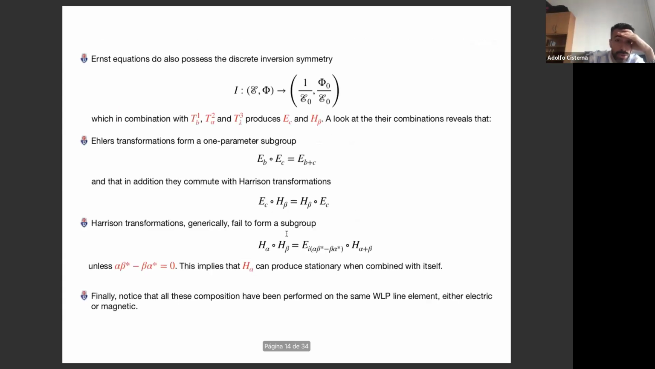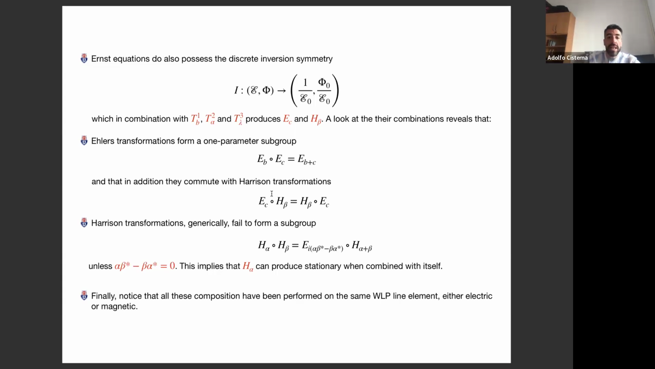So it's also interesting, in general, to analyze what happens when these transformations combine. For example, Ehlers are known to commute. So one Ehlers transformation on top of another is simply another Ehlers in which you have redefined the Ehlers parameter. So I can apply 10,000 times an Ehlers transformation and I get an Ehlers transformation. They also commute with Harrison. So I can apply an Ehlers and a Harrison, and it's going to be the same as applying Harrison and Ehlers. And on the other hand, Harrisons do not commute.